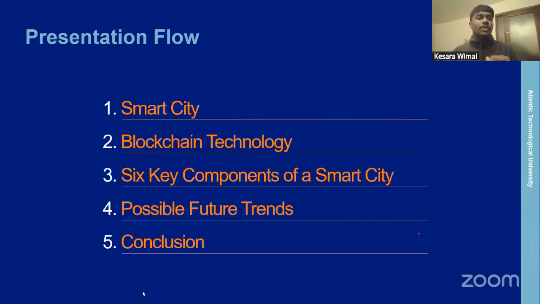So this is the presentation flow. I start by discussing smart cities, then blockchain technology, then I go to six key components of a smart city, and then I go through each component separately. Finally, the future trends, and I will conclude my presentation thereafter.